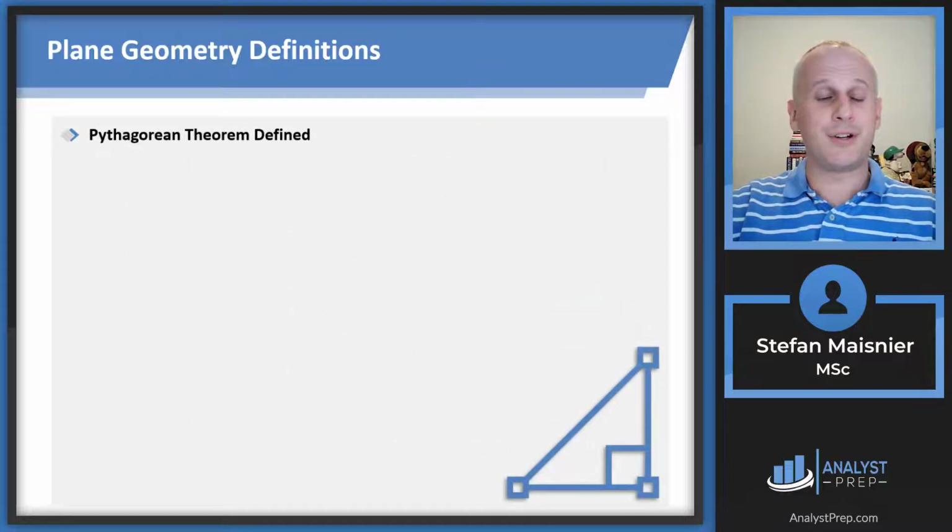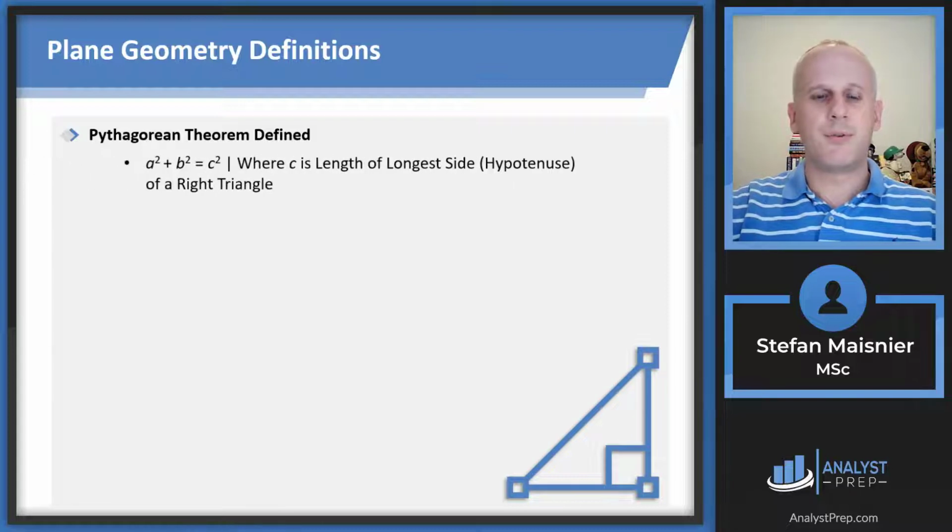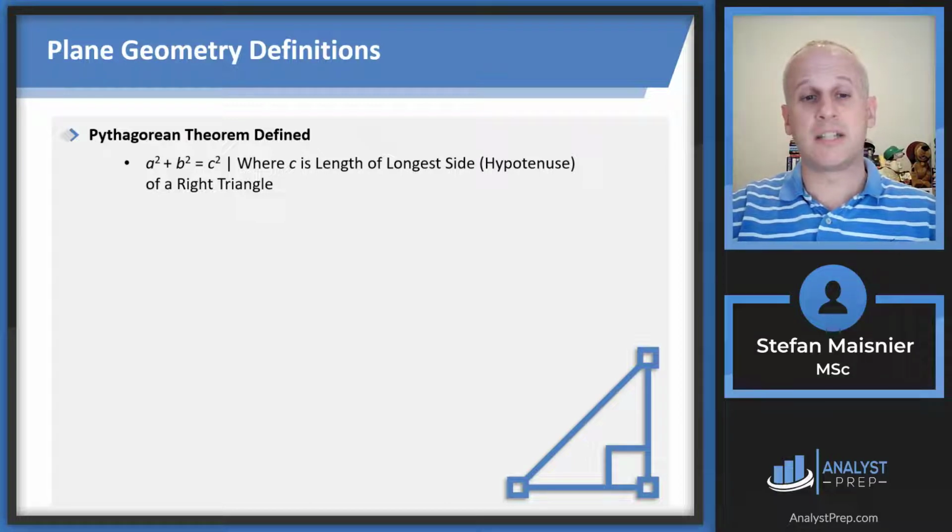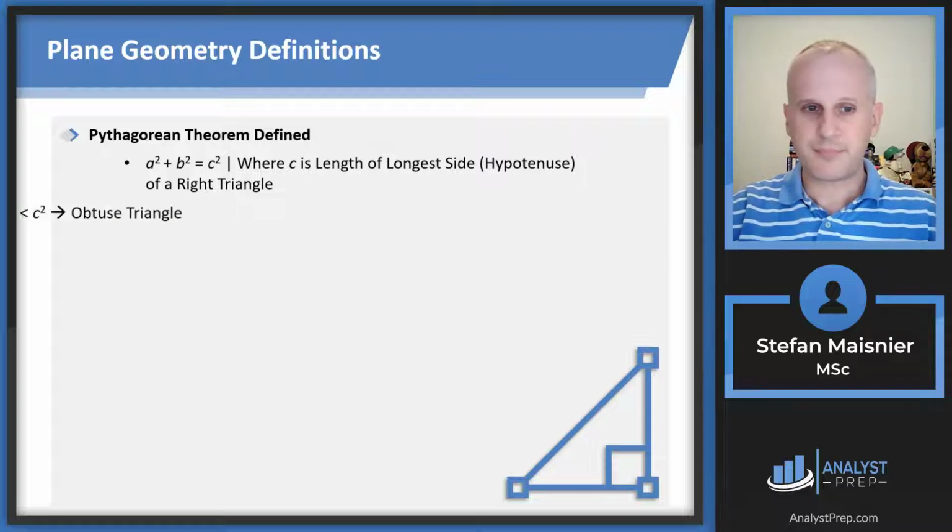So now let's talk about probably the most famous of all theorems, the Pythagorean theorem. The Pythagorean theorem is a squared plus b squared equals c squared. Most people know it as such. And the Pythagorean theorem actually defines a right triangle. So when a squared plus b squared is equal to c squared, we know we have a right triangle where c is the length of the longest side, which is known as the hypotenuse.